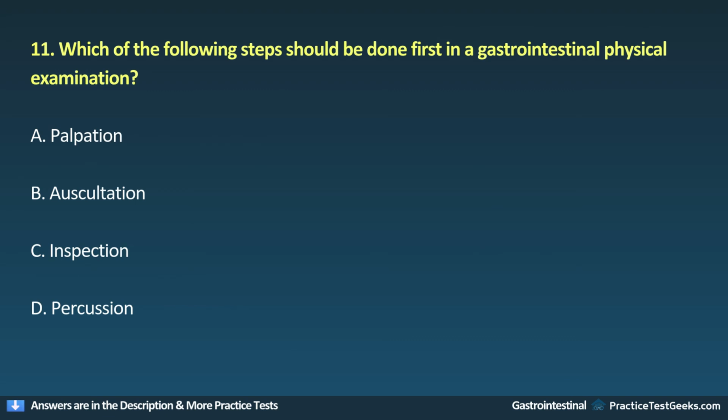11. Which of the following steps should be done first in a gastrointestinal physical examination? A. Palpation. B. Auscultation. C. Inspection. D. Percussion.